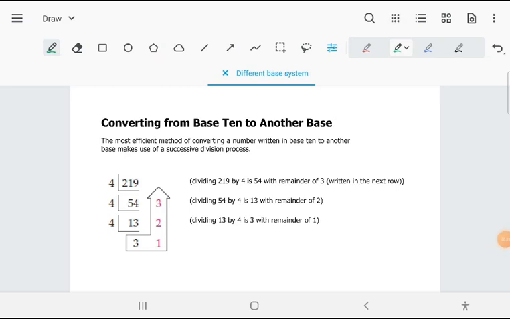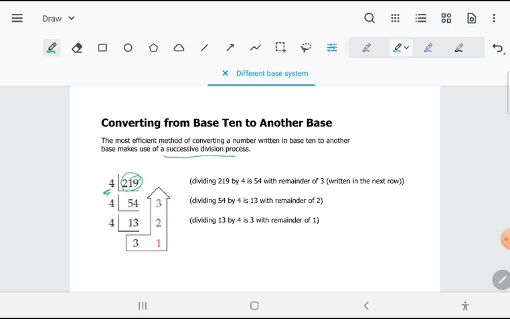Now, how do we convert from base 10 to another base? As we were using in the previous session, when we were converting from the Mayan, or from Hindu-Arabic to Babylonian or to Mayan, we were using continuous division. So in converting from base 10 to another base, we will also be using that method, the successive or continuous division process. In this particular example, we are converting 219, a base 10 numeral, to base 4.